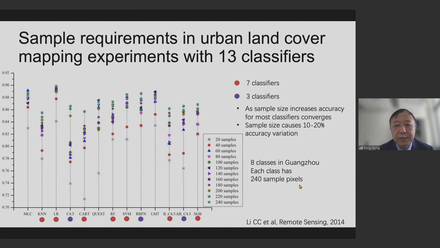Our idea was to vary the sample size from 20 per class to 240 per class. These are all very carefully visited class samples, applied to satellite images using different classifiers. When your sample size is very small, it is not sufficient, so the classification accuracy is low. But gradually they converge to a certain range where all the classifiers can reach a high level of accuracy. The variation among them is actually about 5% or so, but the sample size variation causes a 10 to 20% accuracy change.